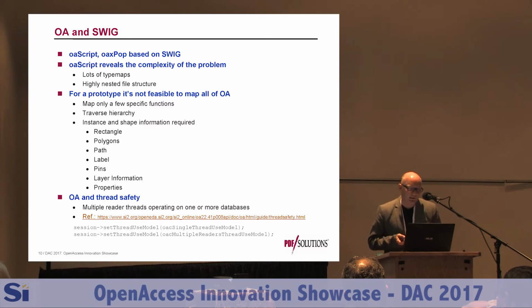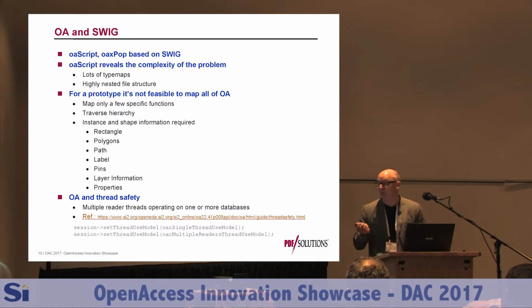Now let's talk about OA and thread safety. Because we said Go is concurrent, it uses concurrency, we need to look at thread safety when we open an OpenAccess library and see if we can really access this in parallel. There is a concept of multi-reader threads operating on one or more databases, if you read the manual. Here's a link if you want to read into that, it's on the web. You simply have to set a session and then set the thread use model to the multi-reader thread use model to get this.